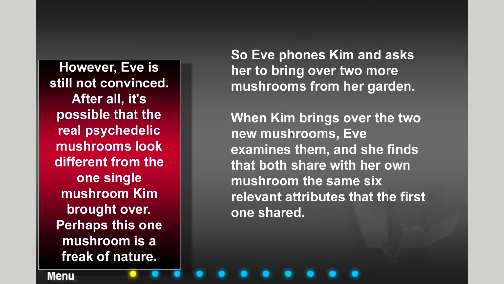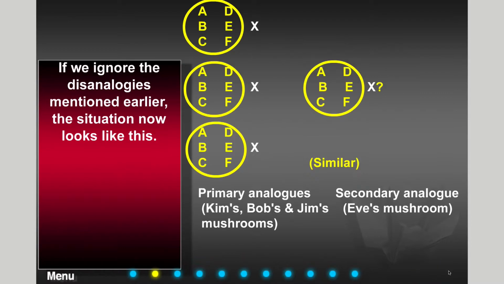When Kim brings over the two new mushrooms, Eve examines them both, and she finds that both share with her own mushrooms the same 6 relevant attributes that the first one did. So now we're getting more primary analogs. You'll see this on the next page. More, right? That is, she finds 3, they end up being psychedelic. I have these 6 attributes. That's more likely to have that, right?